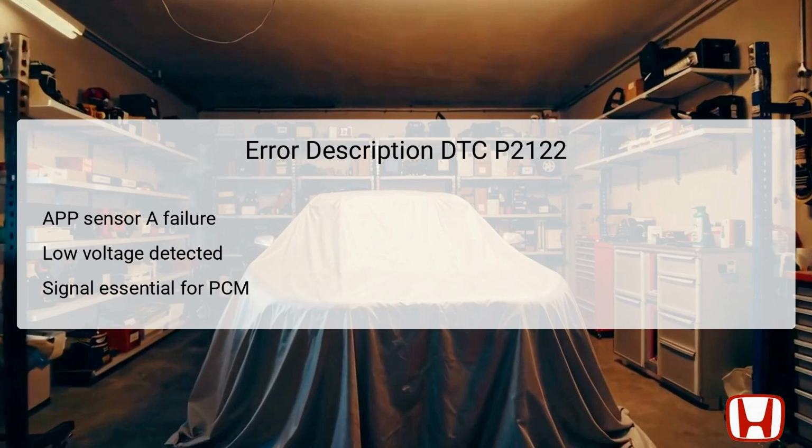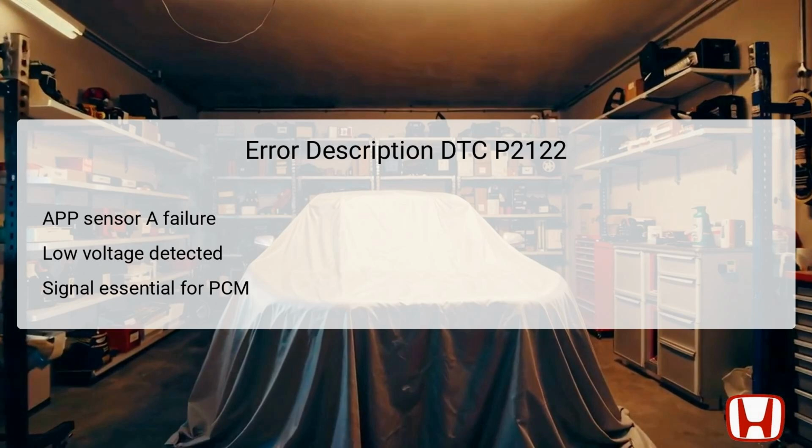The APP sensor is a vital component in the vehicle that informs the powertrain control module, or PCM, about the driver's acceleration input. This information helps the PCM determine the engine's throttle plate position and adjust fuel delivery for smooth operation. When the signal voltage to the PCM is registered as less than 0.2 volts, it triggers the DTC P2122.